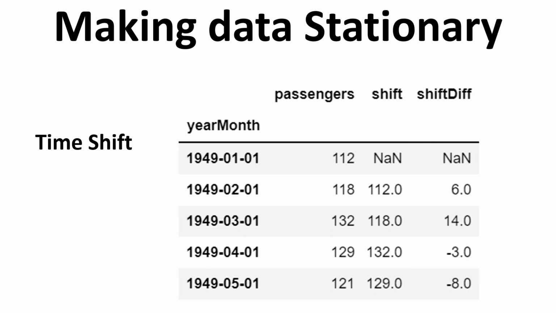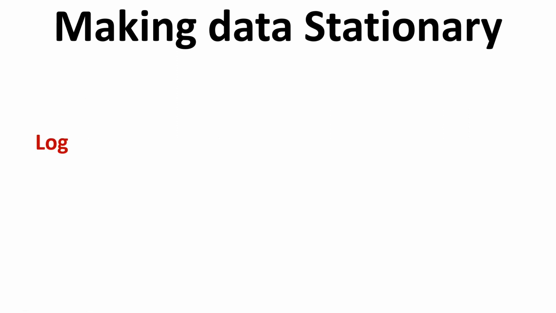Then after shifting this, we find the difference of both of these two, the actual one and the shifted one, and whatever value we get, based on that you can do your stationary test. How does it look? And then you can decide to go ahead and build the model. Same happens with log.